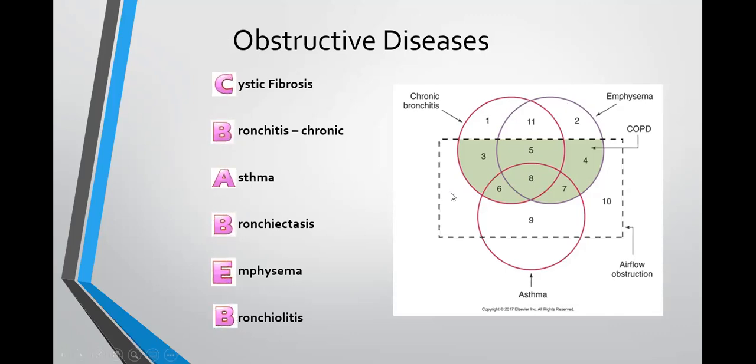This little graph over here kind of shows you if you have COPD, if you have 2 or more of these, right? If you just have asthma alone, then you don't have COPD. But if you have asthma that comes from chronic bronchitis episodes, or bronchiectasis that comes from cystic fibrosis, then you have COPD, right?